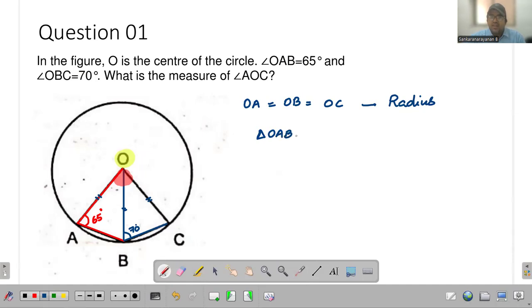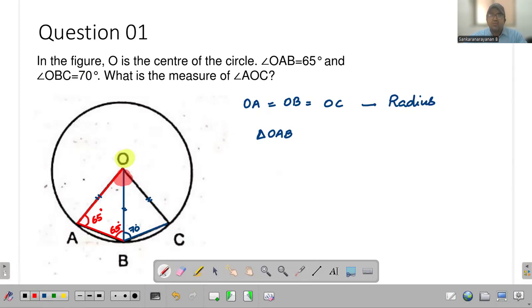OAB. Can I now consider that the base angle, since OA and OB are equal? Can I not consider that this base angle over here, if this is 65, this has to be 65? Can I not consider it this way? So this measurement, I shall indicate it. This will also be equal to 65 degrees, right?